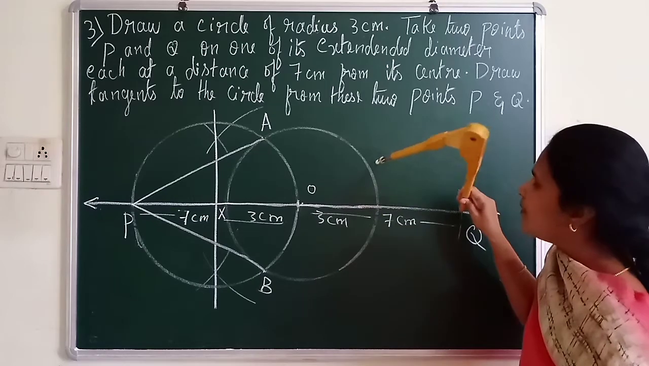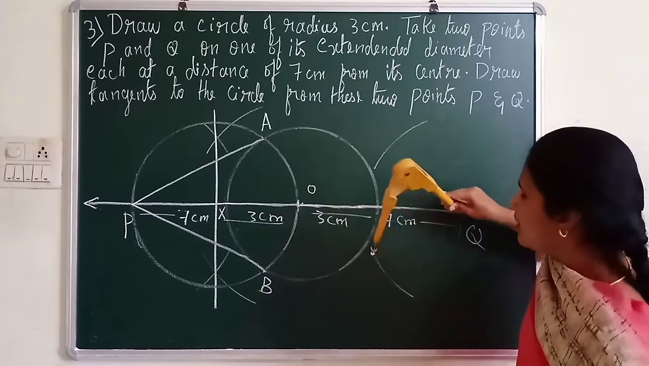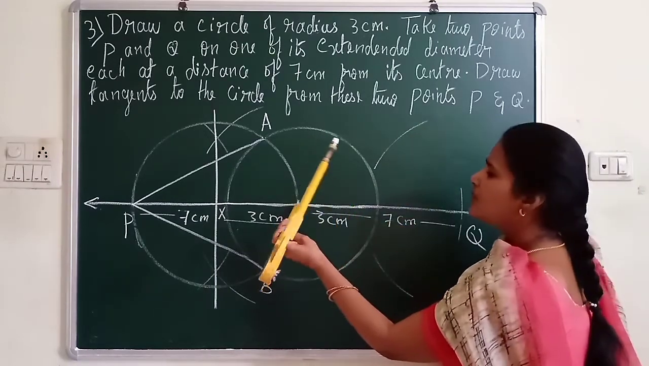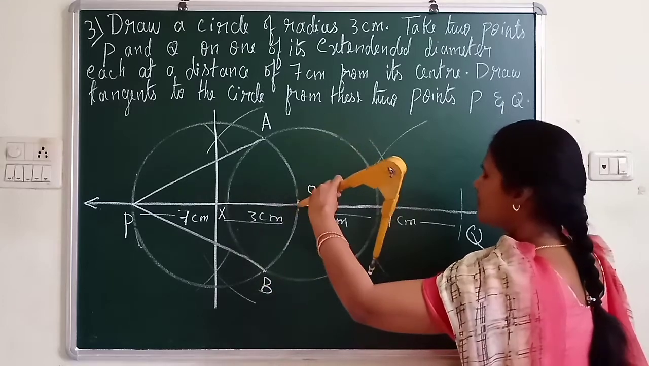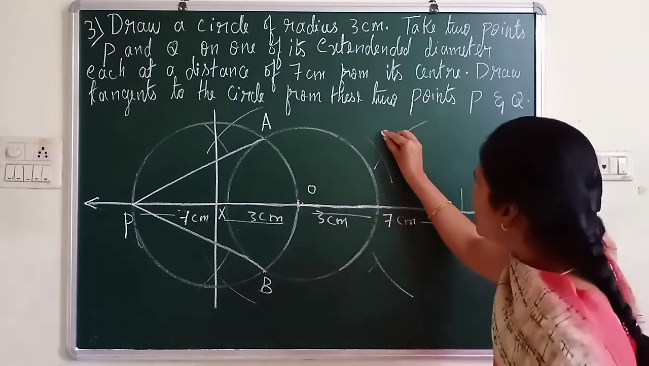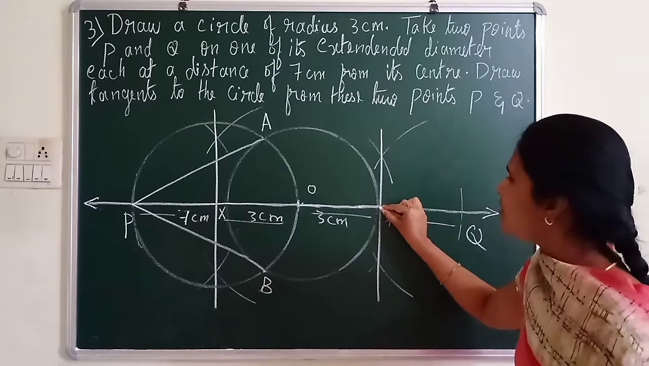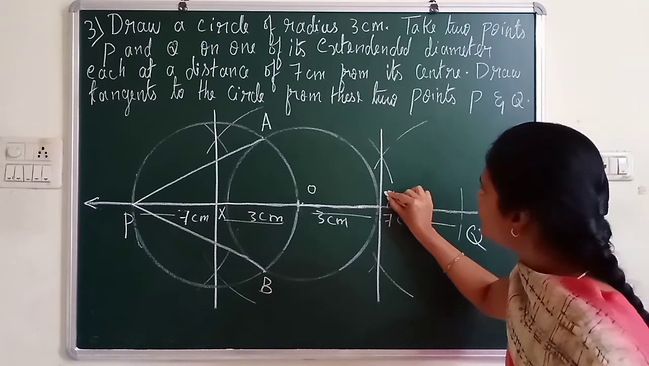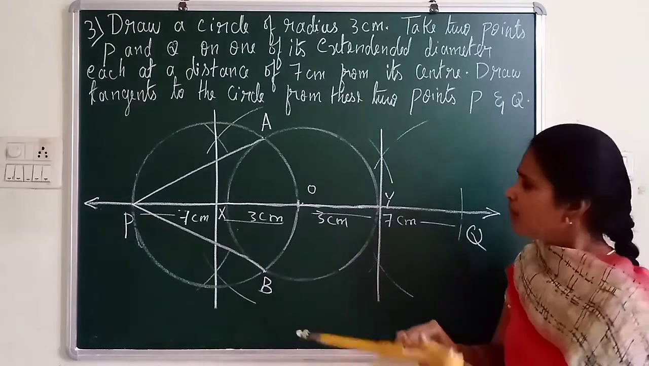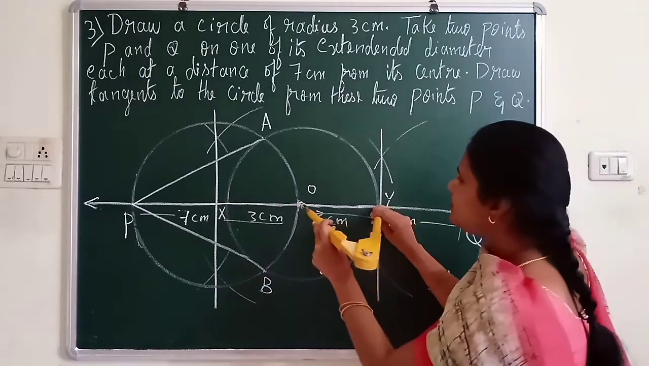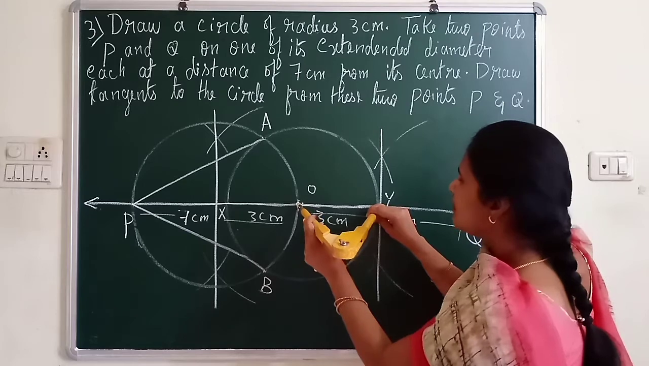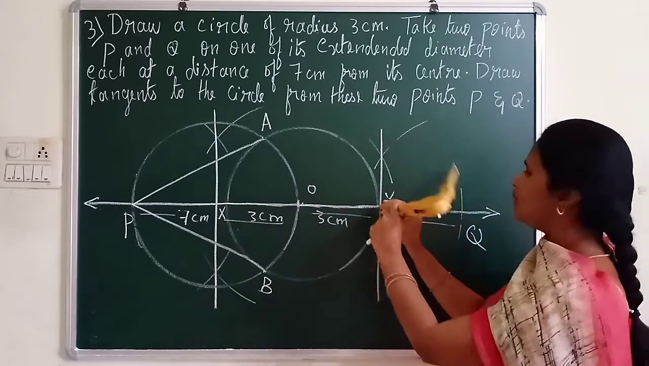So take more than half. Cut the arcs above and below. And from the center O, cut the previous arcs. Now you can see, this is the perpendicular bisector. Mark this as Y. Now you can see from here, this length Y to O and Y to Q will be the same.